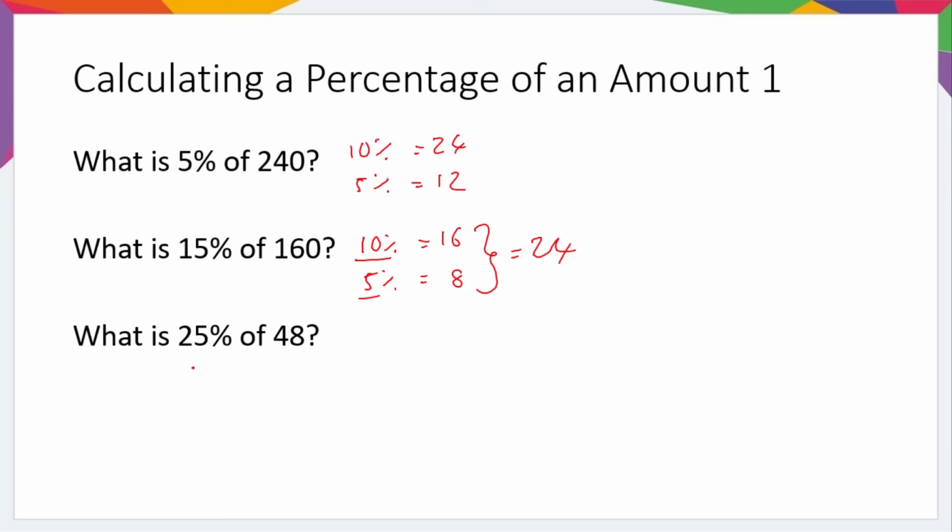25%, you could see that as two 10% and a 5%. And remember, the 5% is half of the 10% amount, but much easier if you are familiar with the fractional equivalent of 25%, which is 1/4. What's a quarter of 48? 48 divided by 4 is 12. So again, it's really handy to remember that 50% is half, 25% is a quarter, 75% is 3/4, etc., etc.